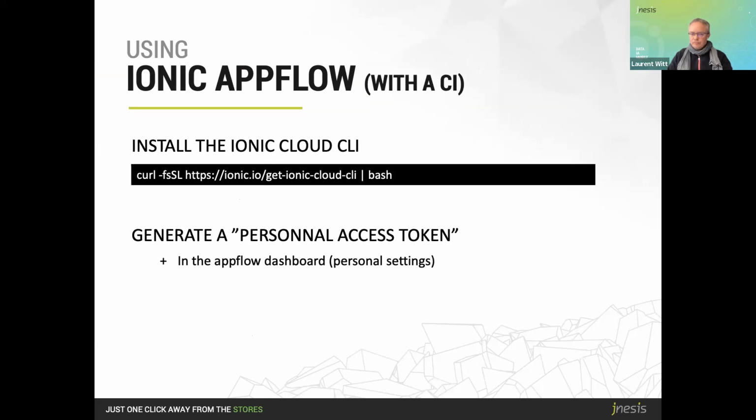To use Appflow, nothing could be easier. On the target machine, your agent, just copy-paste the following curl command. Of course, you will first need to install curl via Homebrew, for example, if you are working on Mac, to gain access to Ionic CLI, and that's it. You can then generate a personal access token in the Appflow dashboard.